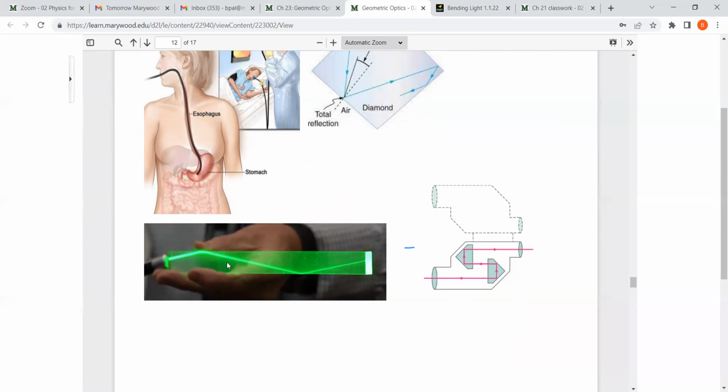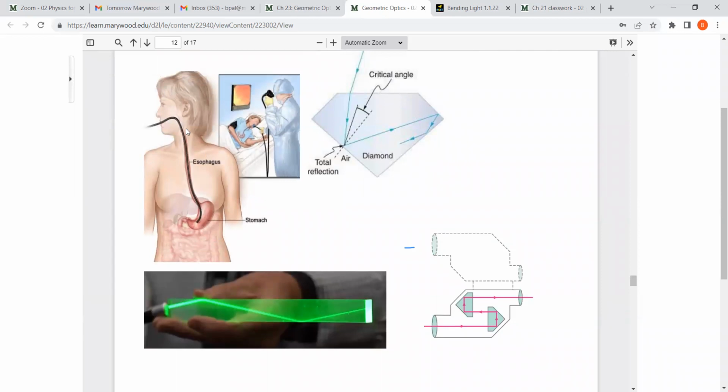All the rays are reflected rays. Okay, and this phenomenon we call total internal reflection. So here you see, based on that, the endoscope is basically a fiber optic. Okay, so we use this to see the internal organs.